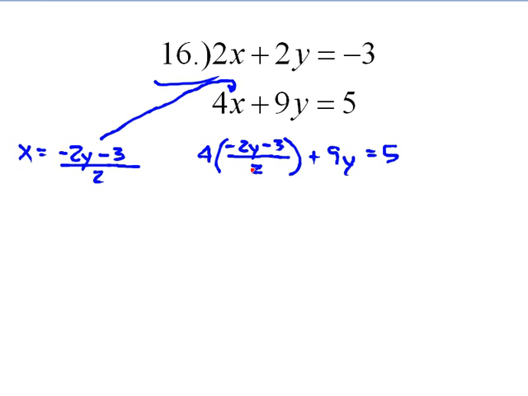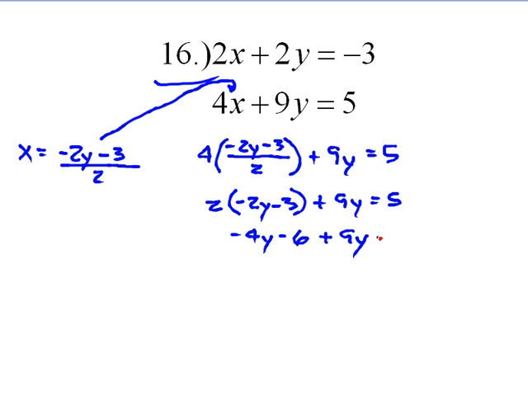Okay, notice that this 4 and this 2 simplify, and it makes our equation very nice. So let's rewrite that as 2 times -2y minus 3. We've still got our plus 9y equals 5. So we've got -4y minus 6 plus 9y equals 5. Okay, we've got to combine like terms, and we get 5y. We'll add 6 to both sides, equals 11.